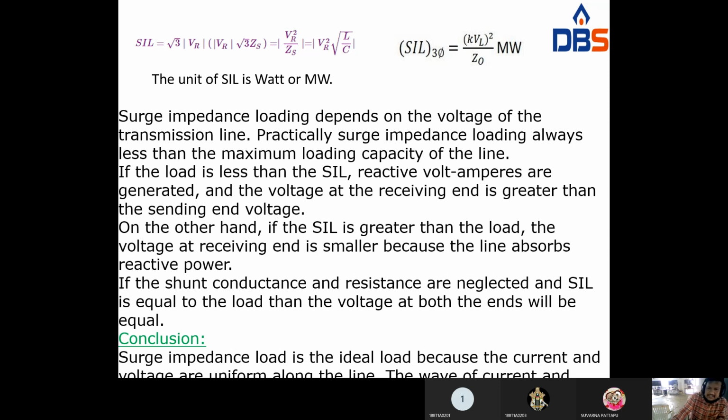Otherwise, surge impedance loading for three phase is KV square by Z naught, Z naught or ZC or ZS, whatever it may be. All are surge impedance. Surge impedance loading is equal to V square by ZC or ZS. ZS means root L by C.